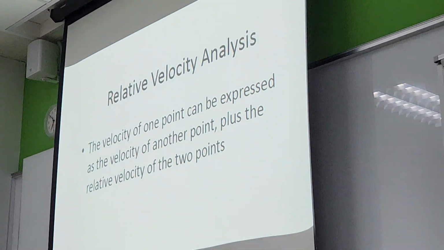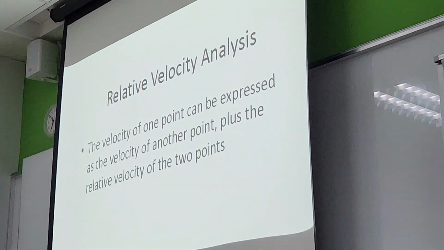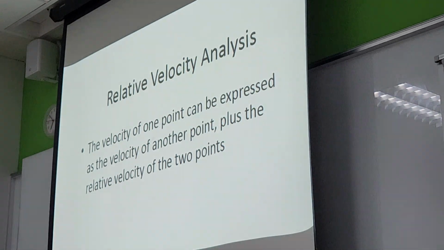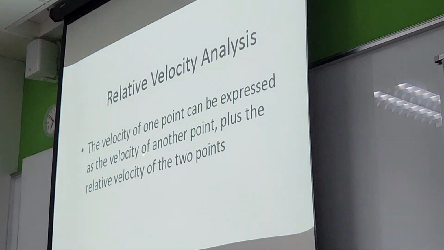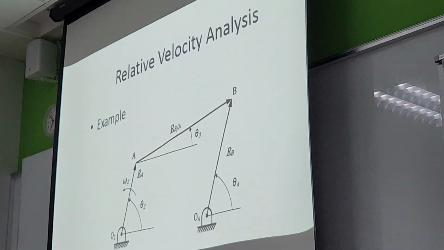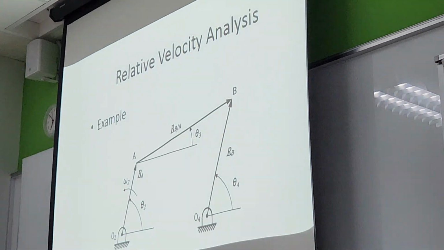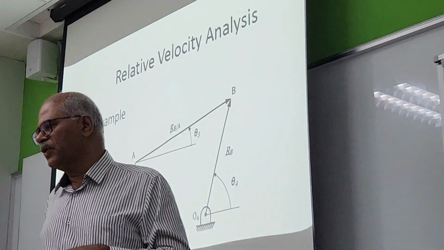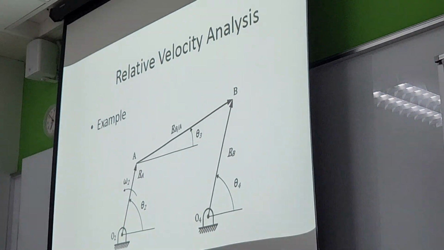Alright, so next we move on to the relative velocity analysis. We have just seen the equation, right? Velocity B is equal to velocity A plus velocity B to A. So the velocity at one point can be expressed as the velocity of another point. That is what we are seeing. Now this is a 4-bar linkage mechanism. Just get acquainted with this.